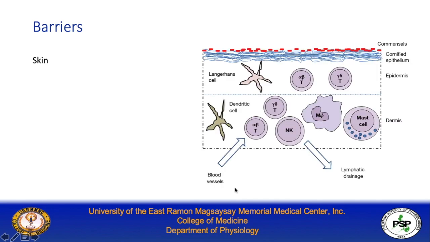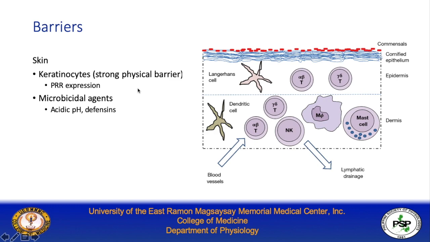For the barriers, let's look at the skin. This is your skin, for example. Present on your skin would be your keratinocytes. Take note, your keratinocytes, aside from producing keratin and lining our skin, forming a strong physical barrier, would also express PRR. Meaning to say, it can distinguish foreign or non-self cells from the self cells.